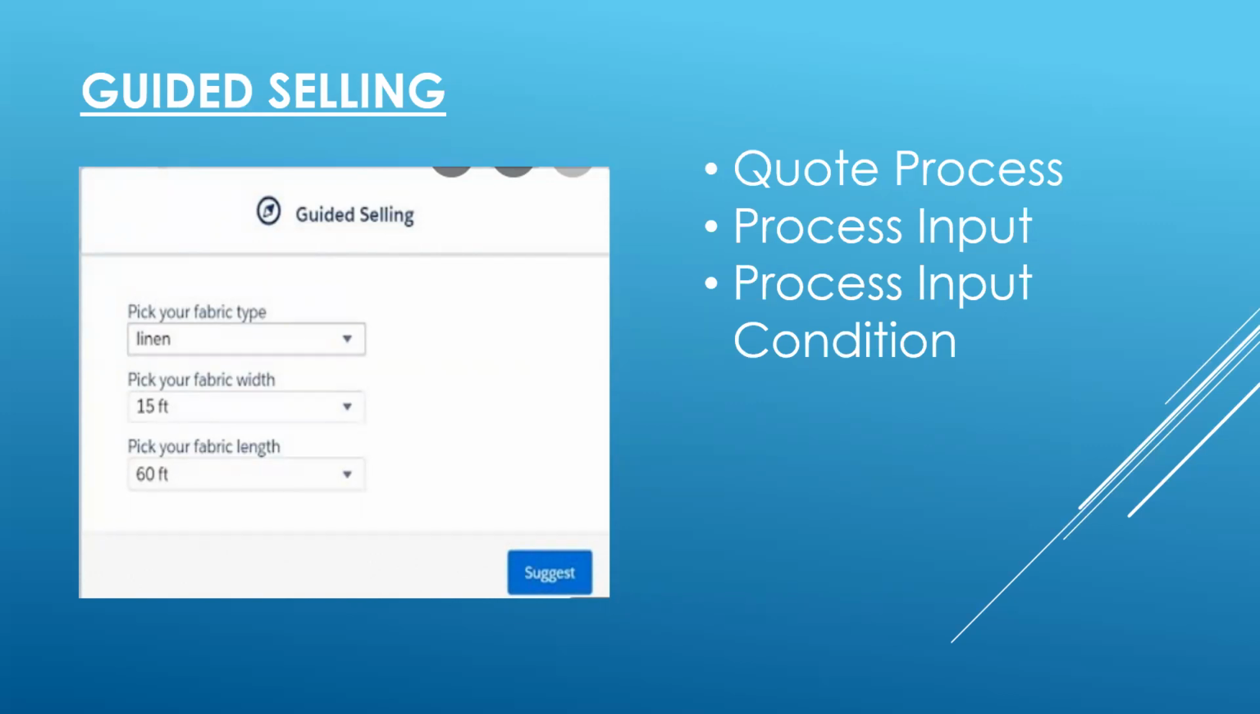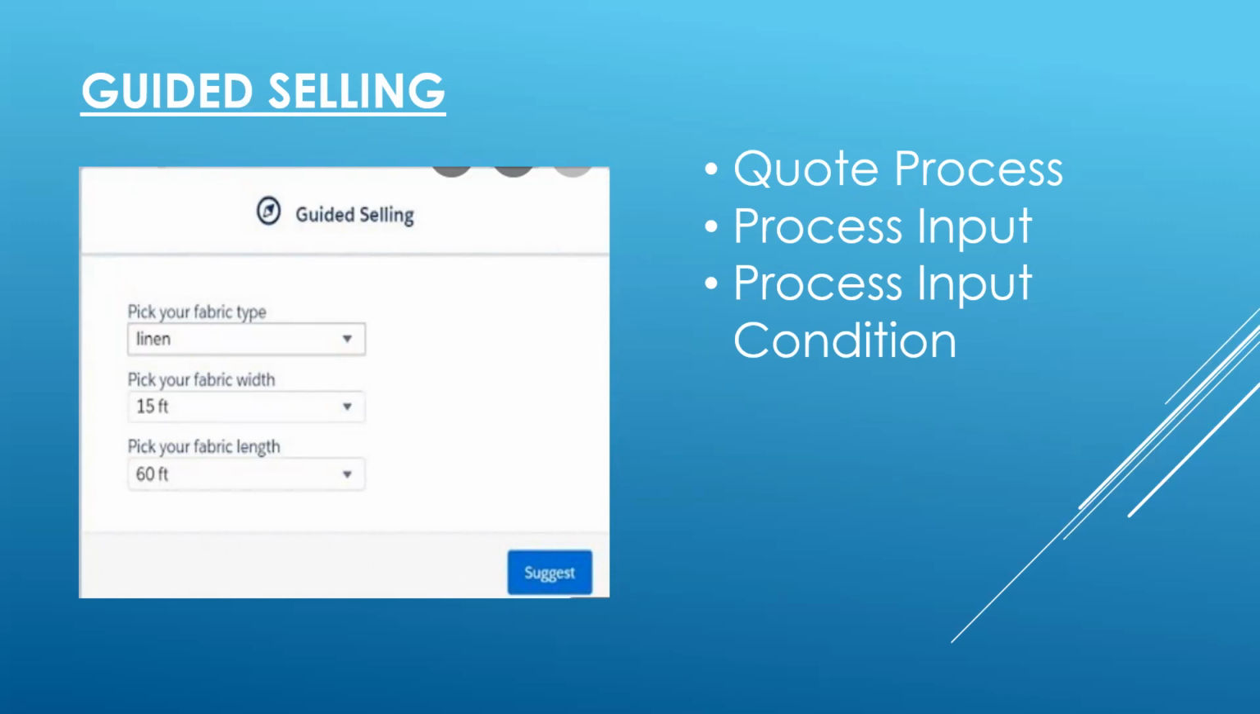We have multiple objects included in this, and all these objects come with the CPQ package. We have the quote process, process input, and process input condition. The quote process is the fabric type that we created. Then in the process input we have pick your fabric type, pick your fabric width, and pick your fabric length.